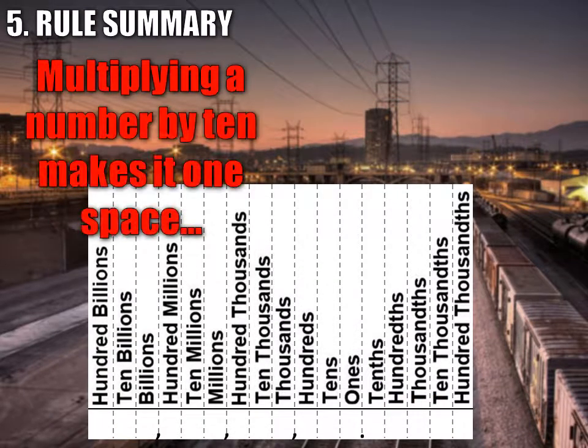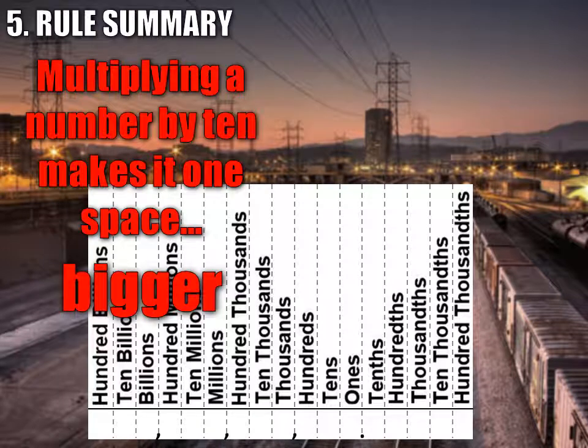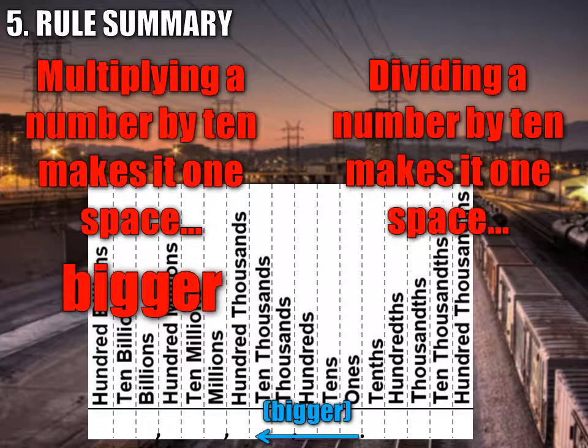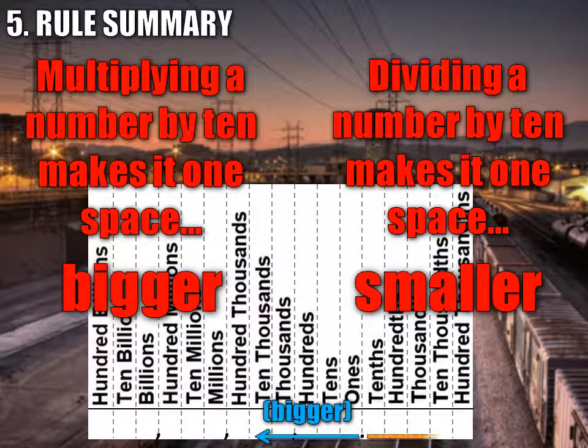As a summary of the rules, we can say that multiplying a number by 10 will always make it one space bigger. So that means that we'll move it to the left. This is where the add a zero comes from, because every time that you move a number to the left, you end up leaving a hole behind, and then you have to add a zero to that hole. So multiplying a number by 10 makes it one space bigger. And for division, dividing a number by 10 makes it one space smaller. And that means moving it to the right to make it smaller.